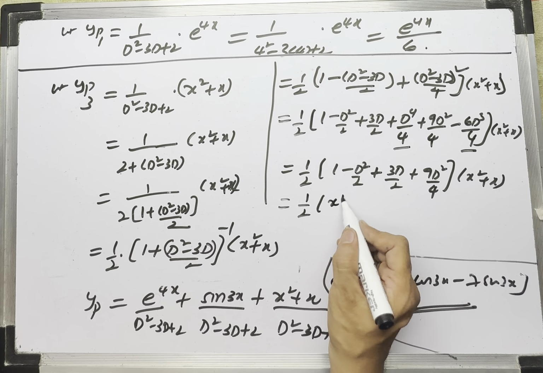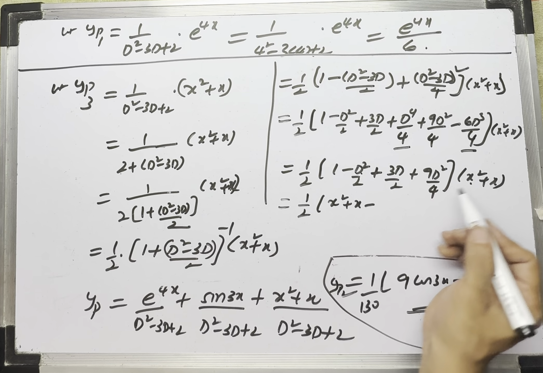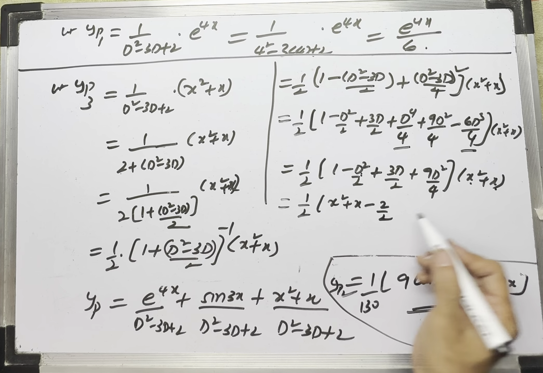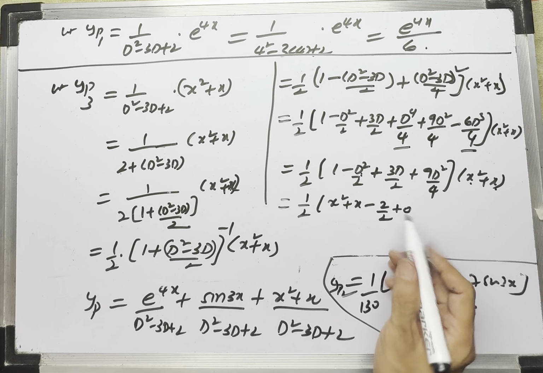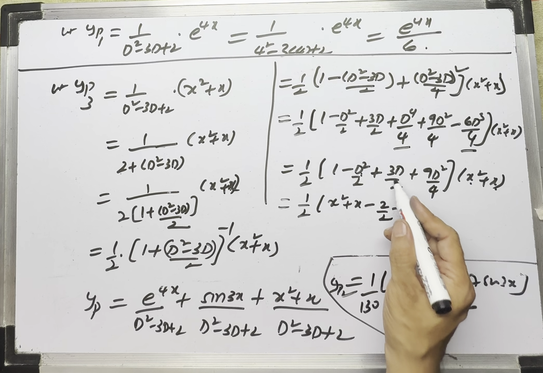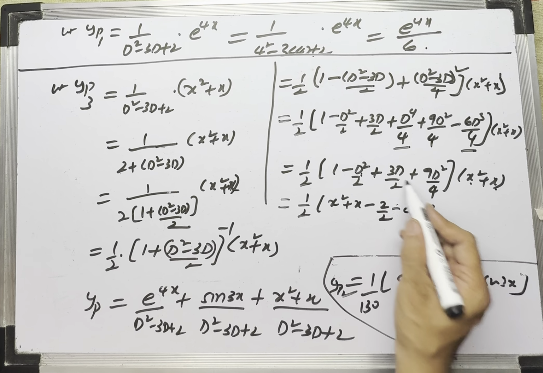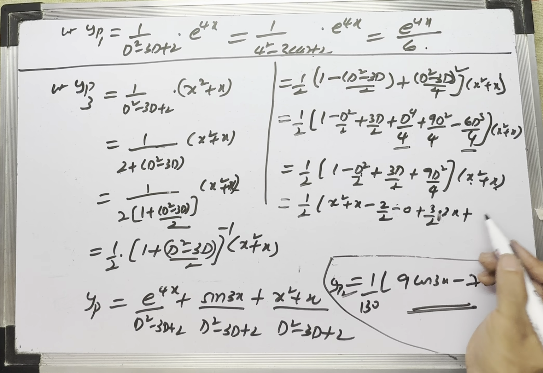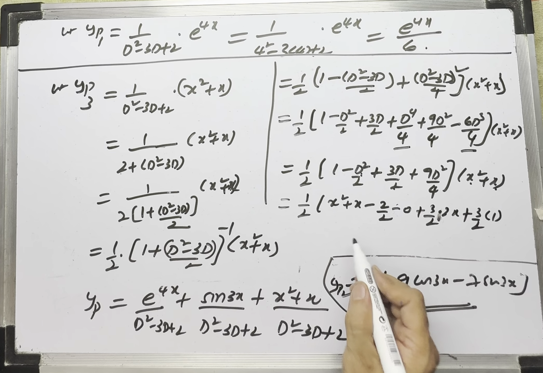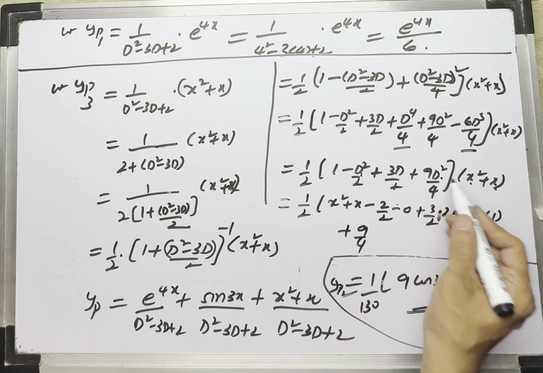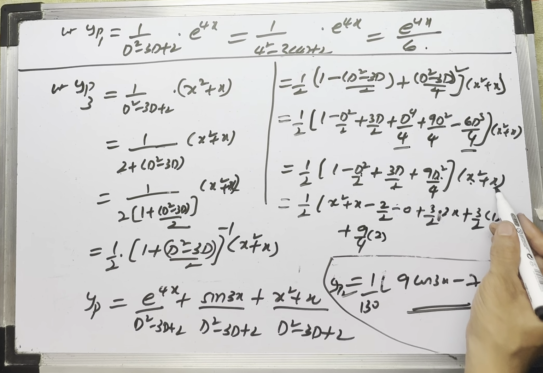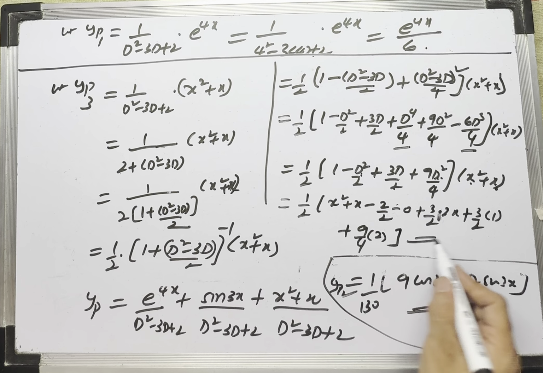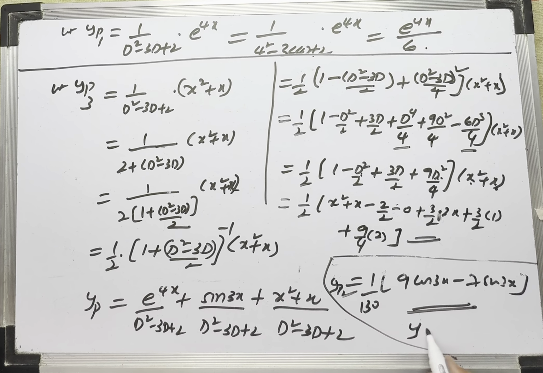One is multiplied to both. 2 times the derivative of x square is 2. 2 times the derivative of x is 0. Then 3 by 2, derivative of x square is 2x. Then 3 by 2, derivative of x is 1, plus 9 by 4, 2 times the derivative of x square is 2, 2 times the derivative of x is 0. So this is our yp3 value. So what is the answer we have? y equals yc plus yp1 plus yp2 plus yp3.